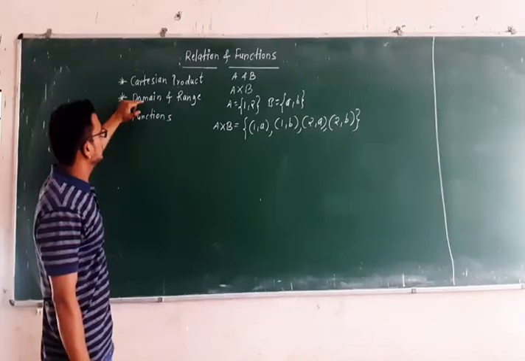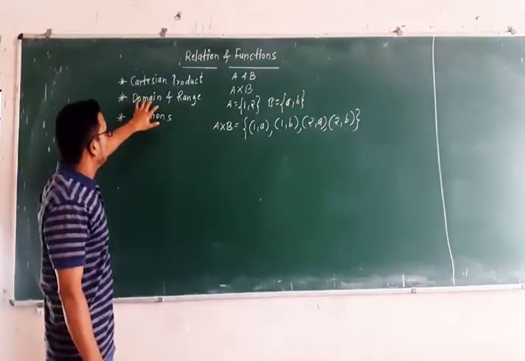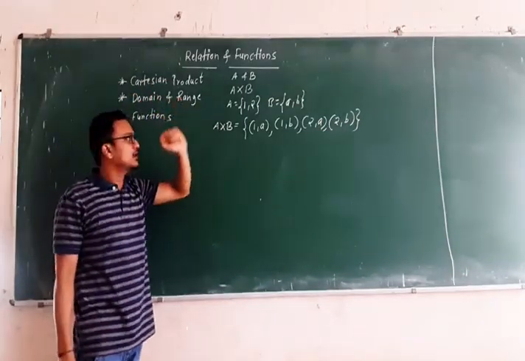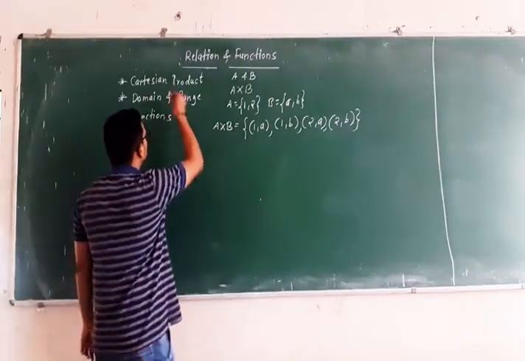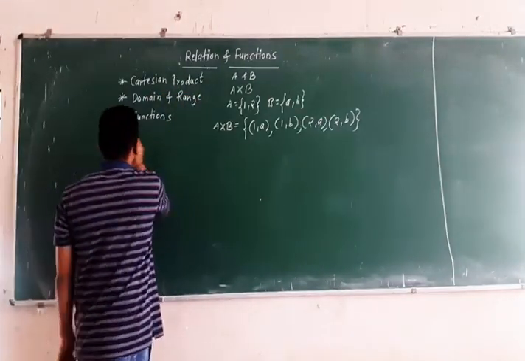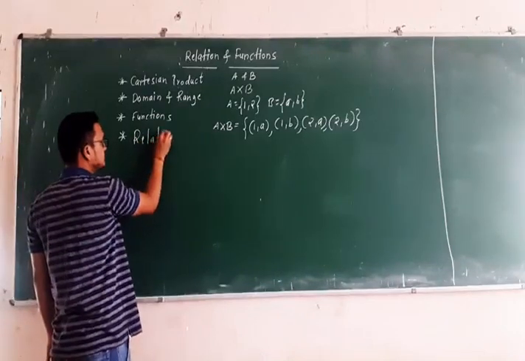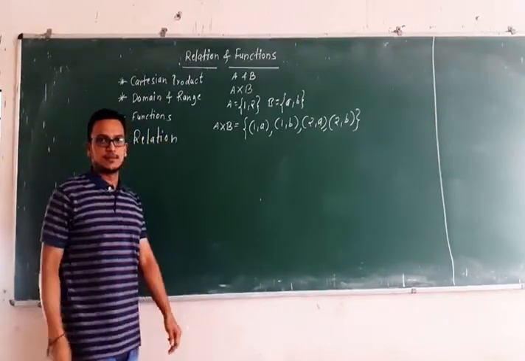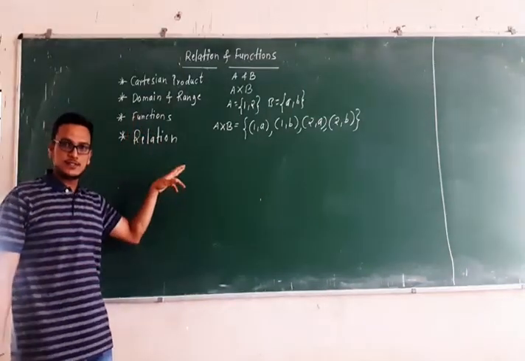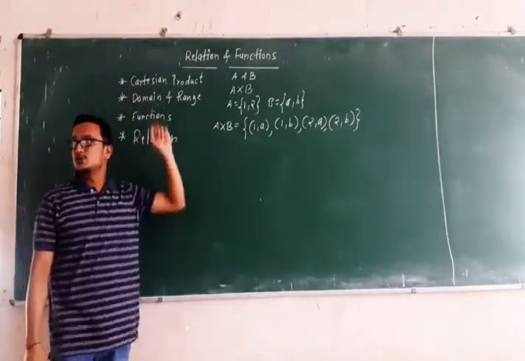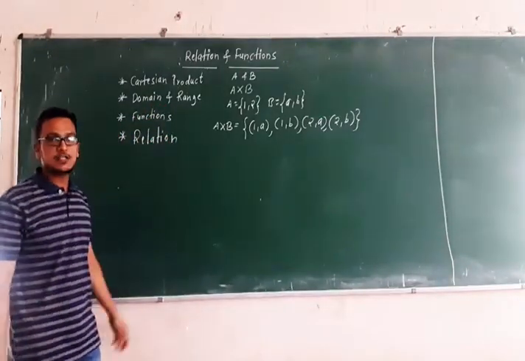The next concept is domain and range. Now how do we take the domain and range in a given relation? Before this, I will define one more definition, that is relation. What is the definition of a relation? A relation is always a subset of the Cartesian product.